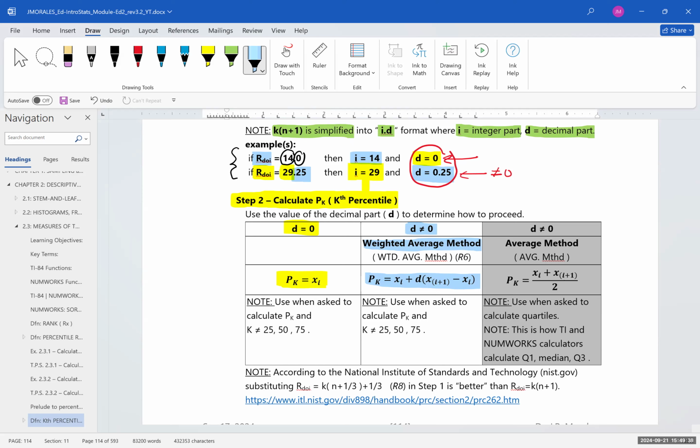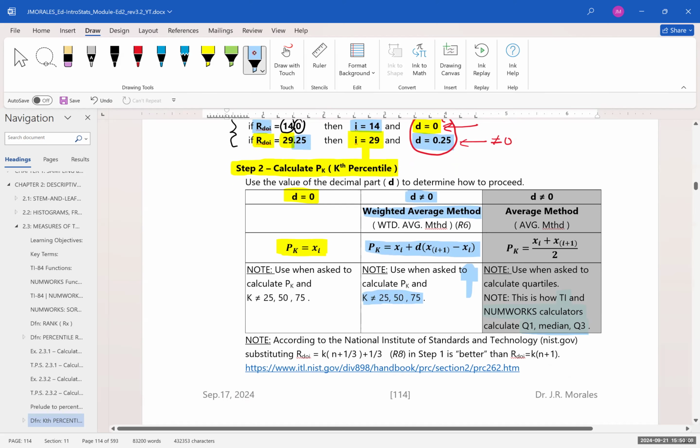This other formula that I have here on the right-hand side, this is just showing you the formula that the Texas Instruments and the NumWorks calculators use when calculating quartiles, and we'll get into that later. And because this is how your calculator calculates quartiles, don't worry about using this formula if you're being asked to calculate quartiles. Take a look at this note later.